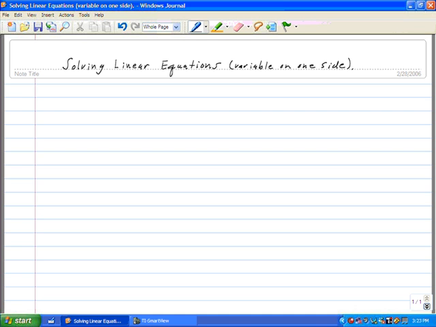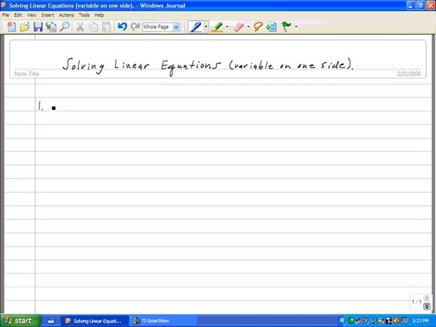Now I want to take a look at how to solve a linear equation, and we're going to focus this time on linear equations that have variables only on one side of the equation. We're going to start off by listing a few steps to follow that will get you through these problems, hopefully with minimal difficulties.